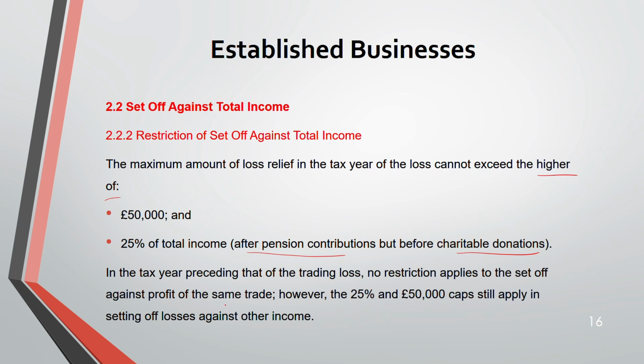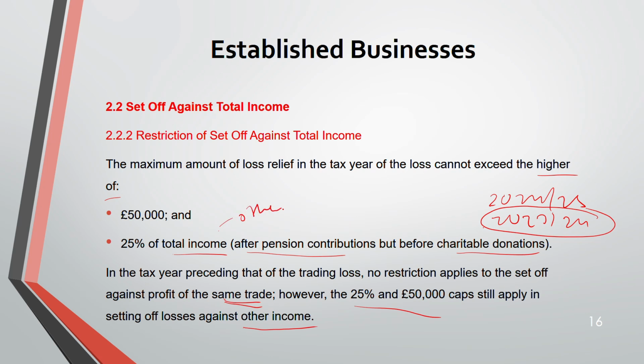See, if you are setting off against the same trade in the previous year, you are making the loss in 2024-25, so it's 23-24, the previous tax year, no restriction if it's the same trade. If you're setting off the loss against the profit of the same trade, no issue, but this 25% and 50,000 restriction comes when you are setting off against other income in the previous year or in the current year. So for same trade, no issue. This total income includes other income also. That's why. If it's only from your trade, no restriction.